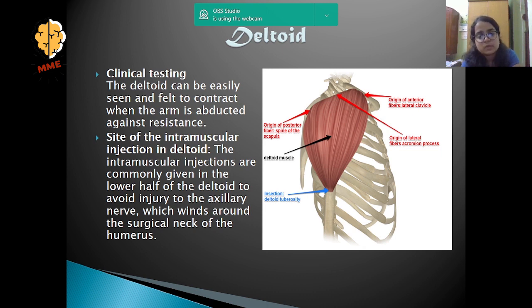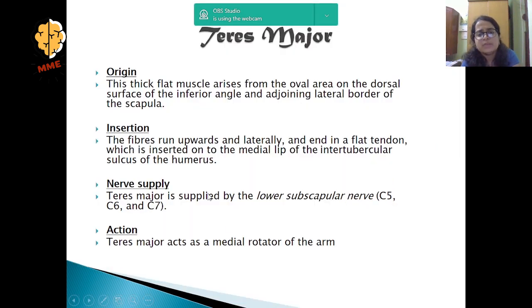Okay, so now we come to the teres major muscle. This is a thick flat muscle which arises from the oval area on the dorsal or the posterior surface of the inferior angle and the adjoining lateral border of the scapula. So basically, in a very short phrase, the teres major muscle takes origin from the lateral border of the scapula from the dorsal aspect along the inferior angle.